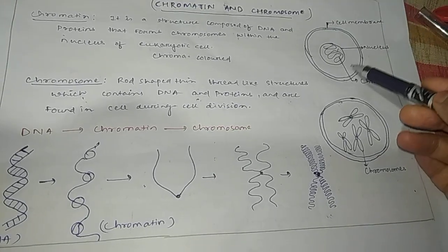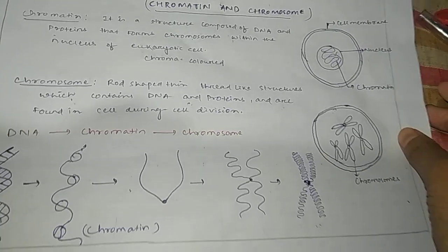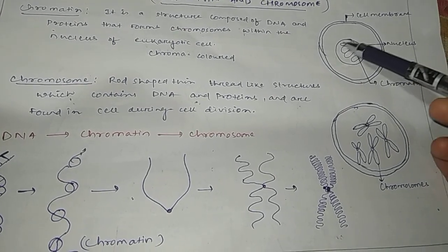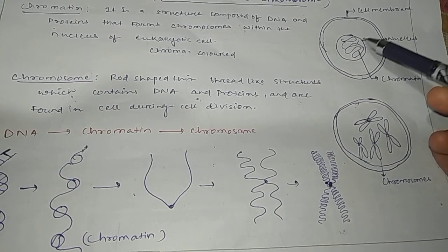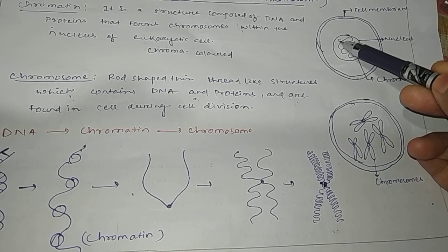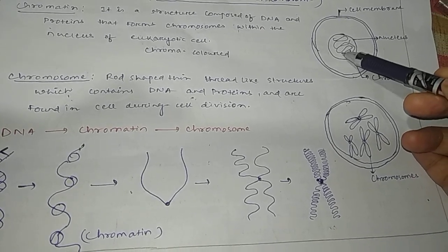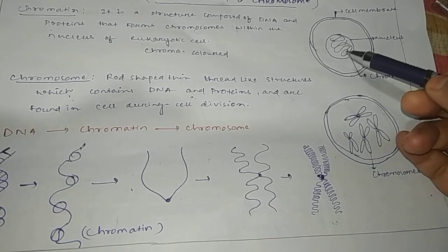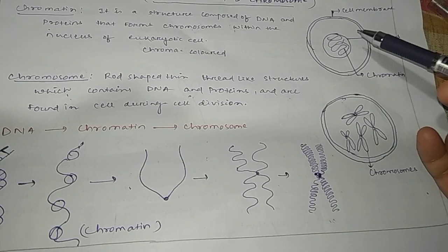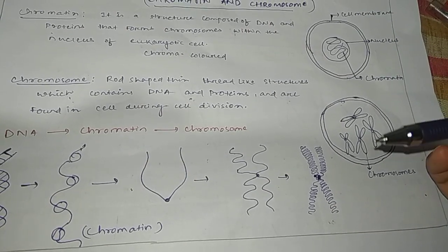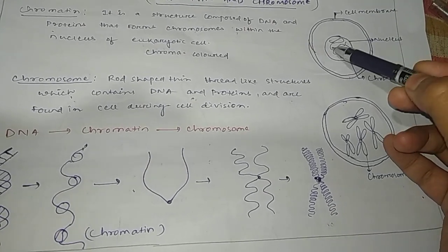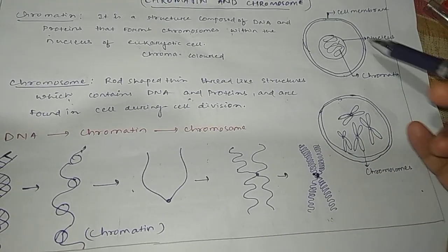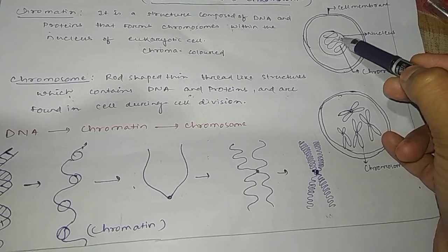Here you can see this is a eukaryotic cell. Here is a nucleus inside this cell, and inside this nucleus you can see a thread-like structure present, which you might have heard about as DNA, right? But today we will discuss what the difference is between DNA and chromatin. This thread-like structure is known as chromatin inside the eukaryotic cell.